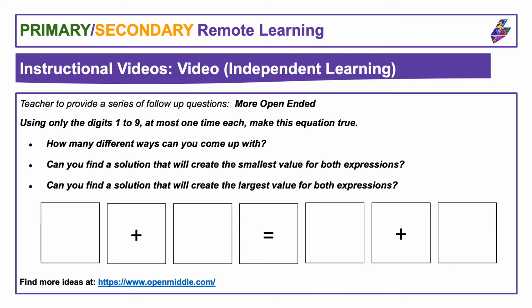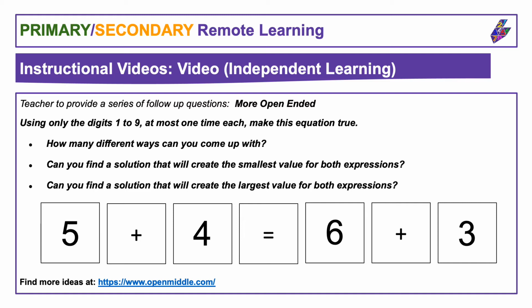the equations true. But if you want some more ideas, then you can go to openmiddle.com, and there's lots of examples on there. They are organised by grade level for the US. There's roughly a 2-year gap, so grade 1 roughly corresponds to P3, grade 2 roughly corresponds to P4, and so on. It's not exactly like that. There is a bit of a difference, but that's a rough idea.